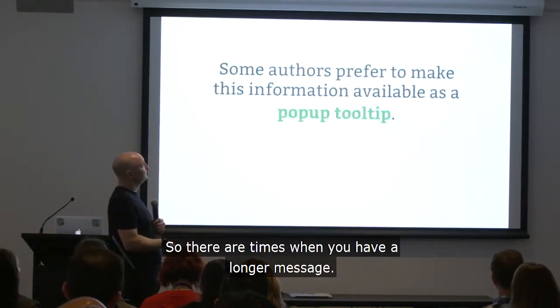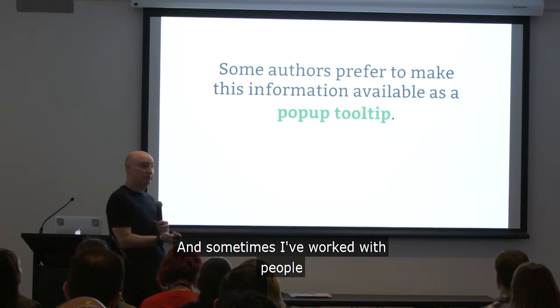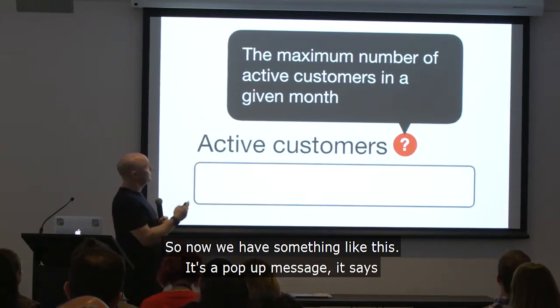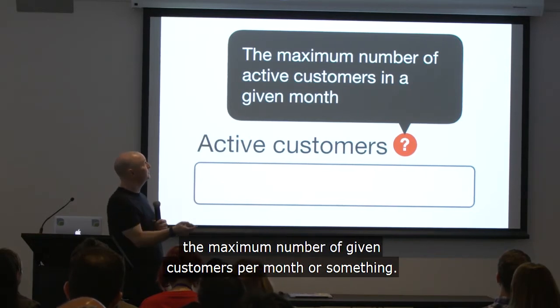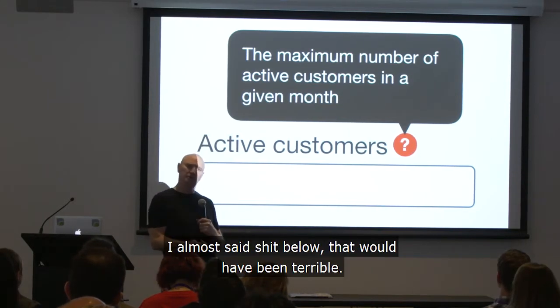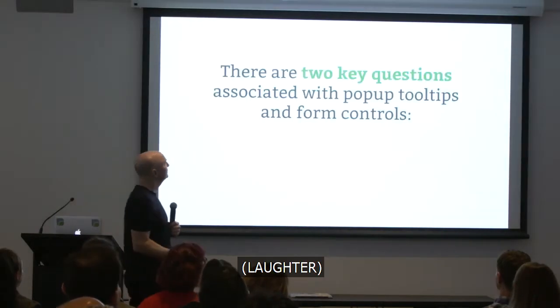So there are times when you have a longer message, and sometimes I've worked with people who want to do a pop-up message. So now we have something like this. It's a pop-up message that says the maximum number of given customers per month or something. Now, you'd normally use this if you had a lot more information you didn't want to sit below. I almost said shit below. That would have been terrible.